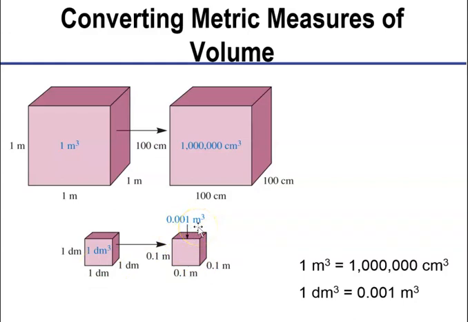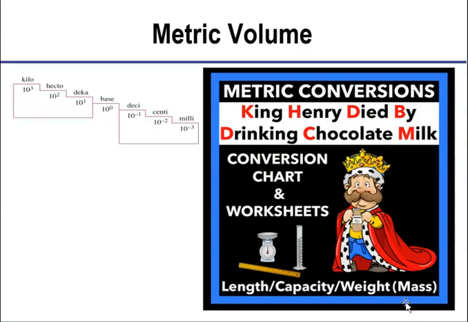Wow, right? Now, when we're doing conversions, if you like, you can use dimensional analysis. Remember our fractions when we're converting, and you could use the fact that 1 meter cubed is 1,000,000 centimeters cubed, or 1 decimeter cubed is 1/1000th of a meter cubed, and the other relationships. Or you can go back and remember King Henry died by drinking chocolate milk, where you write kilo, hecto, deca, and then the base, whatever the base is, deci, centi, milli.